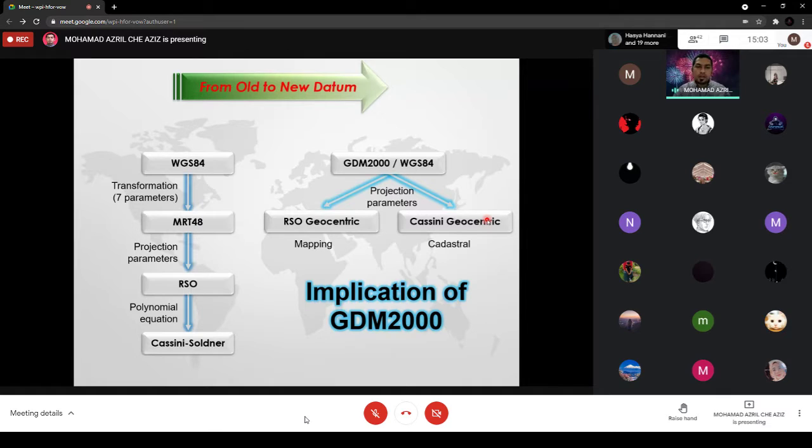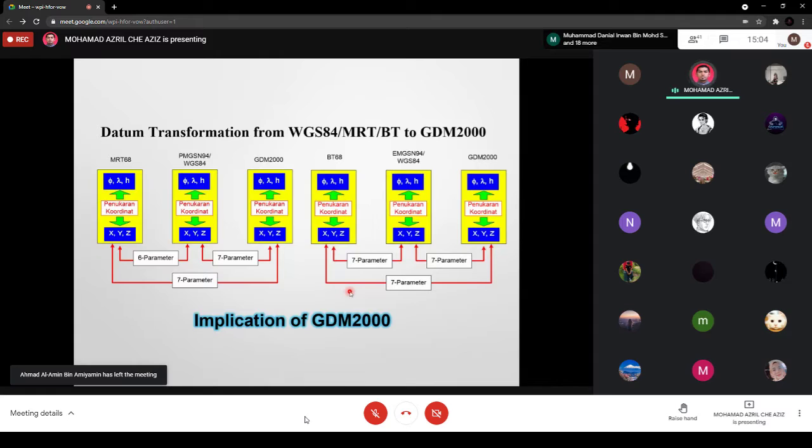This is important. From old to new datum, you need to know about this flow. From that, you will know how you want to change from the old Cassini to a new Cassini. For example, here we go first to the datum transformation, for example from WGS84 or MRT and then to GDM 2000.